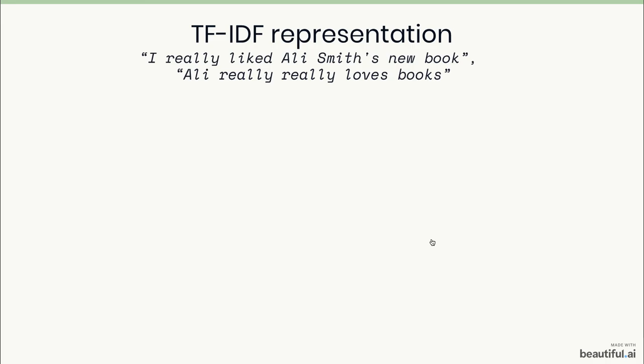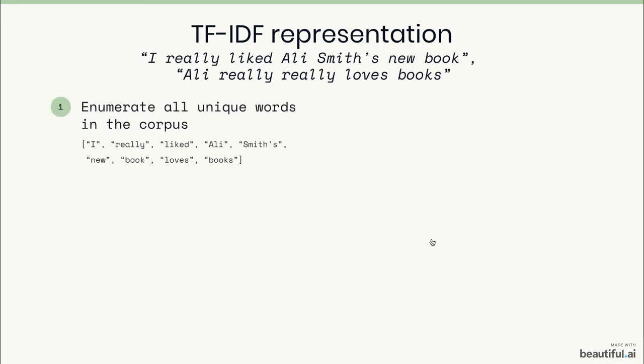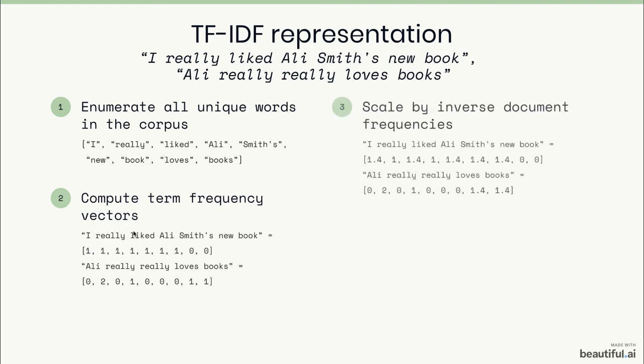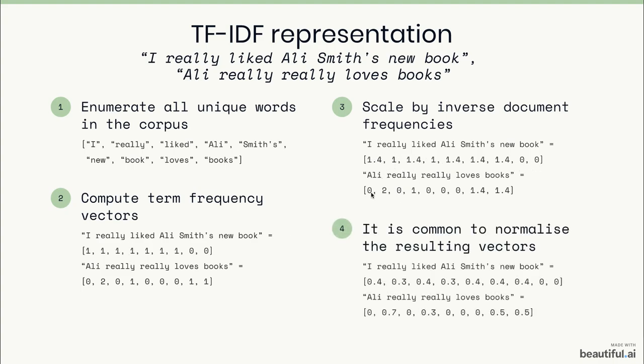So again, we have the same example sentences as before. Just to sum up, to produce this TF-IDF representation, we enumerate all the unique words in the corpus. This is the vocabulary again. We compute the term frequency vectors, so the bag of words vectors from before. We then scale by the inverse document frequency. So we compute these inverse document frequencies for each word, and we multiply their term frequencies by that. It is also common to normalize the resulting vectors, so divide the vector by its norm. You can choose to do that or not.